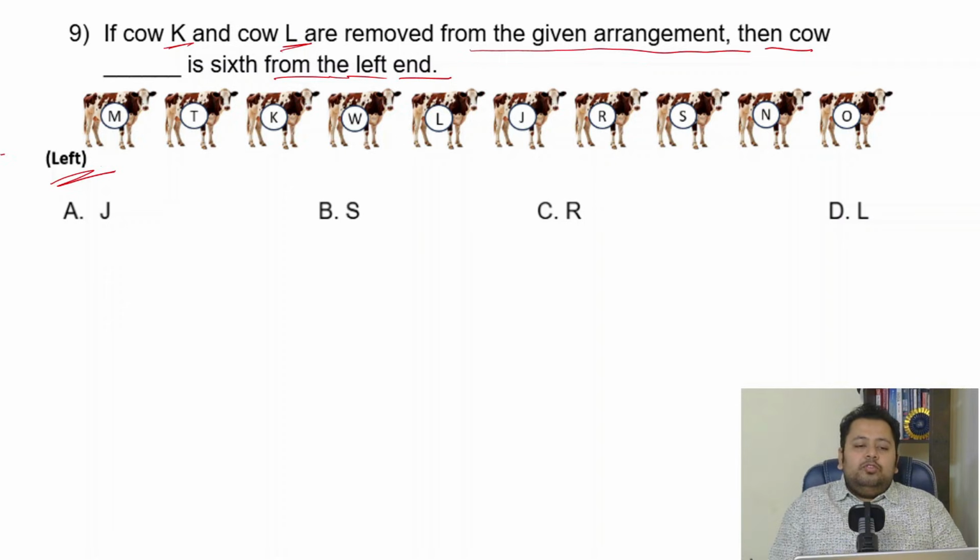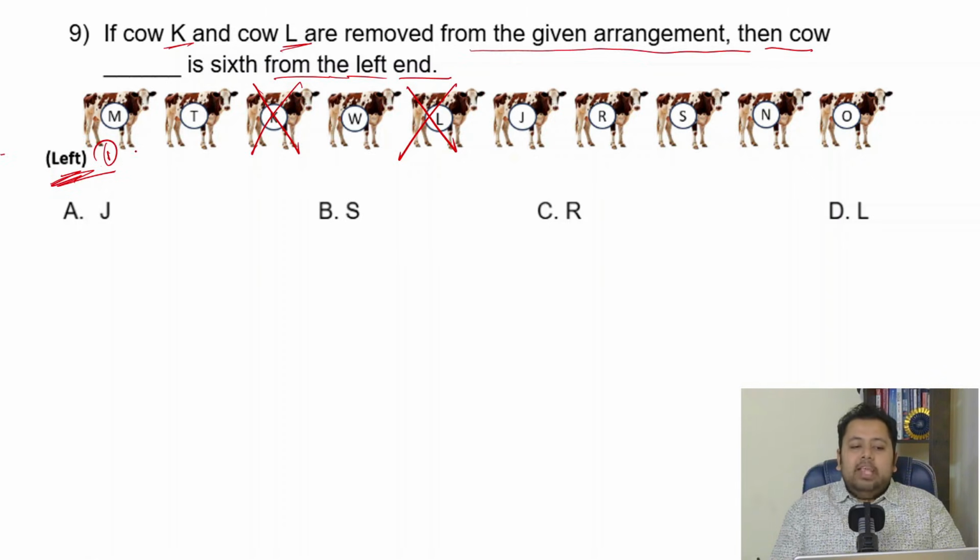Great. Easy one. So if K and L are removed, then what would be the cow that is sixth from the left hand? So this is the left hand. Sixth from the left hand will be what?